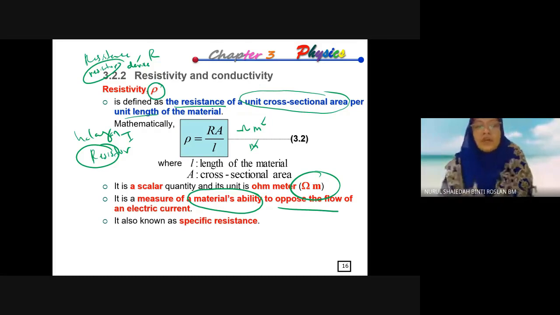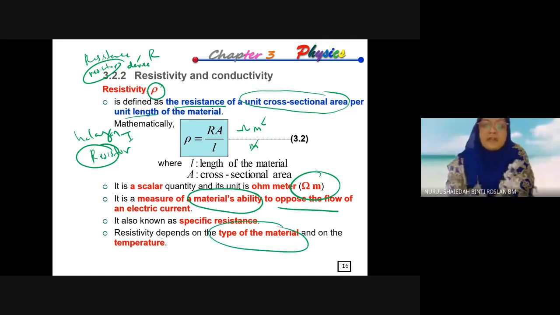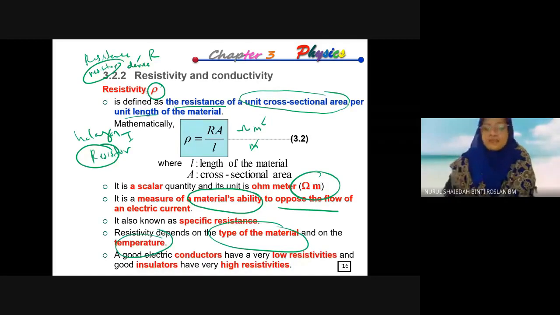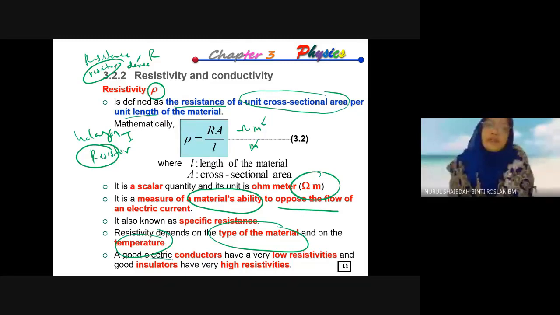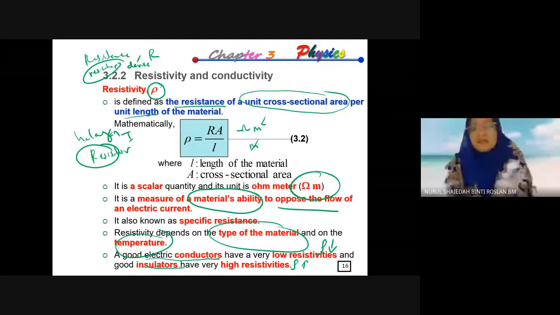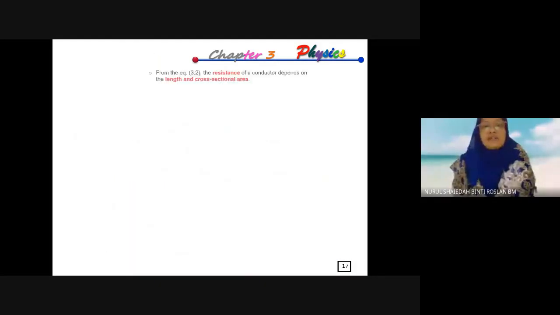Okay, it's known also as specific resistance. Resistivity depend on type of material and temperature. A good electric conductor have very low resistivity and good insulator have high resistivity. So maksudnya kalau you nak buat alat yang good conductor, you have to make sure your resistivity is low. But if you want to make it a good insulator, you have to make sure your resistivity is higher. Contohnya insulator ni bayangkan thermos. Kalau saya nak buat thermos, saya kena guna high resistivity lah supaya haba tu tak keluar banyak.